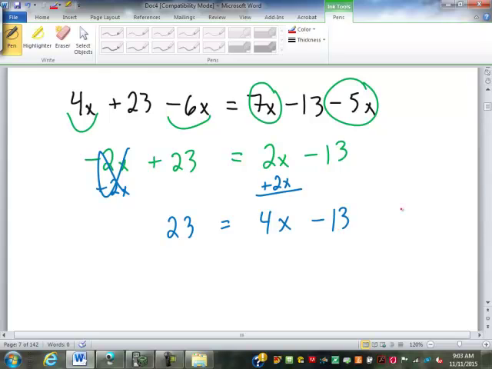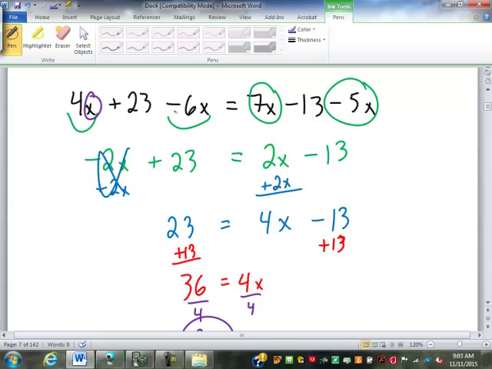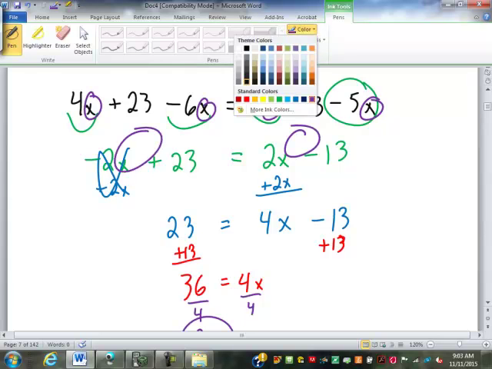How many of you made it to this point? Good. Now what do we do? Add 13. So 36 equals 4x. And then divide by 4. 9 equals x. And again, as always, if you're unsure, you can go back, put 9 in for x. See what you get here. Put 9 in for x. See what you get there. And make sure it's the same value on each side.